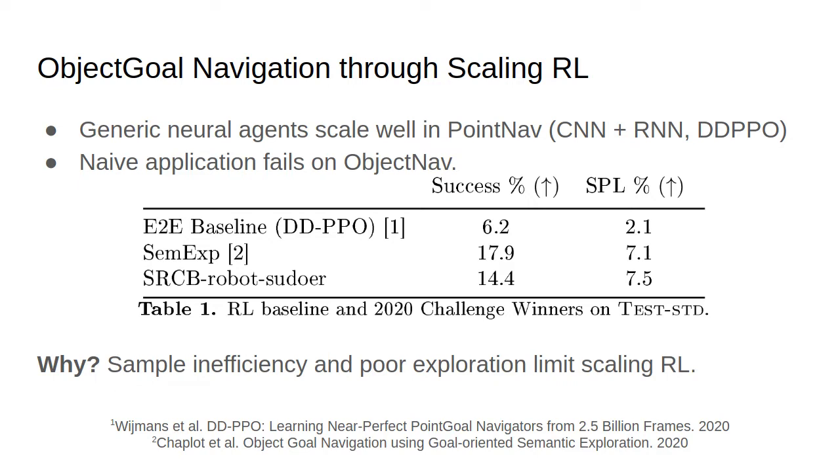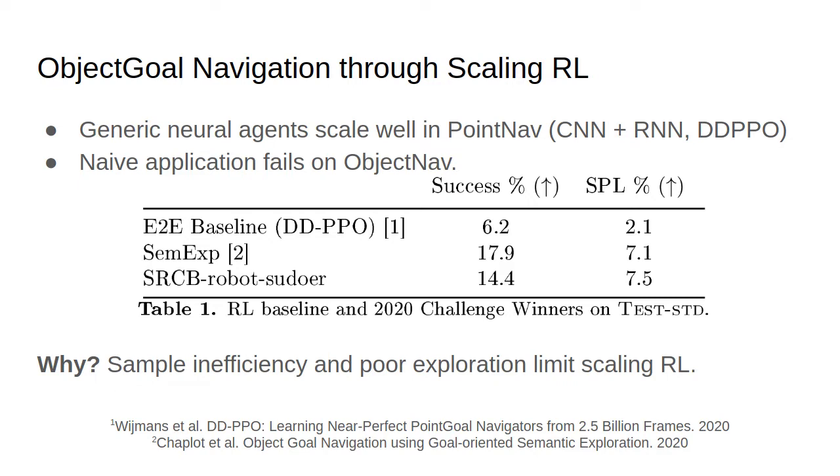Our work investigates how we can accomplish ObjectNav through large-scale reinforcement learning training of neural agents with generic architectures, that is, an agent which embeds its observations, concatenates them, and aggregates them in an RNN. This kind of agent nearly solves the simpler embodied navigation task, PointNav, through a large-scale training technique introduced in DD-PPO. However, in ObjectNav, naive scaling leads to only 6% success rates.